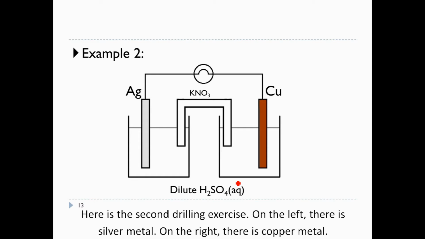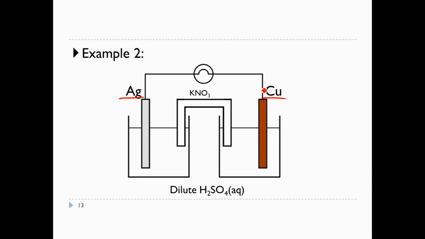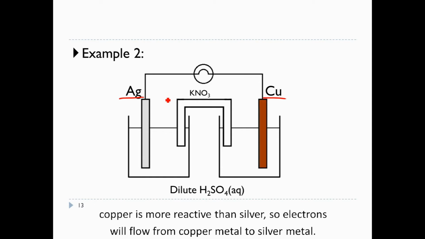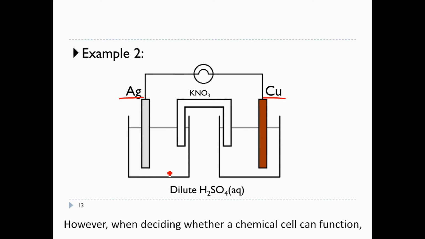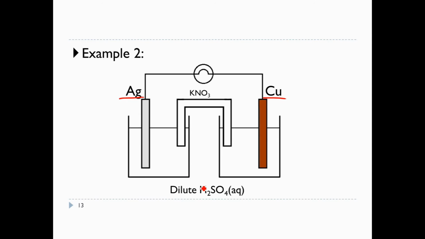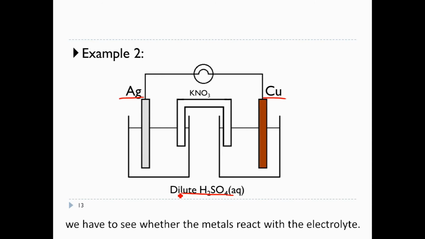Here is the second drilling exercise. On the left, there is silver metal. On the right, there is copper metal. After seeing this setup, you may think that copper is more reactive than silver, so electrons will flow from copper metal to silver metal. However, when deciding whether a chemical cell can function, we have to see whether the metals react with the electrolyte.